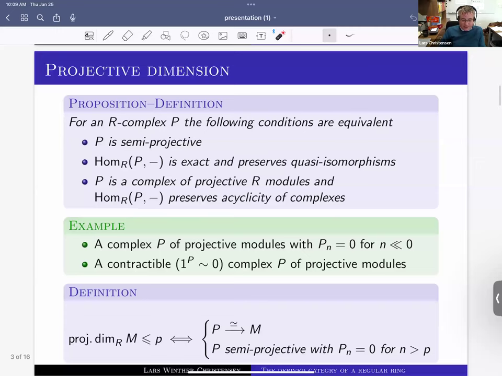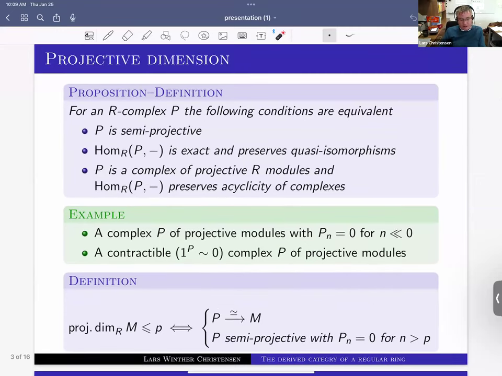And then one defines the projective dimension in the case of complexes as follows: the projective dimension is at most p if there is a quasi-isomorphism from a semi-projective complex P to the complex M with P_n equal to zero for n greater than p. So a semi-projective complex that actually stops somewhere in high degrees and is isomorphic in the derived category to the complex that you're interested in.